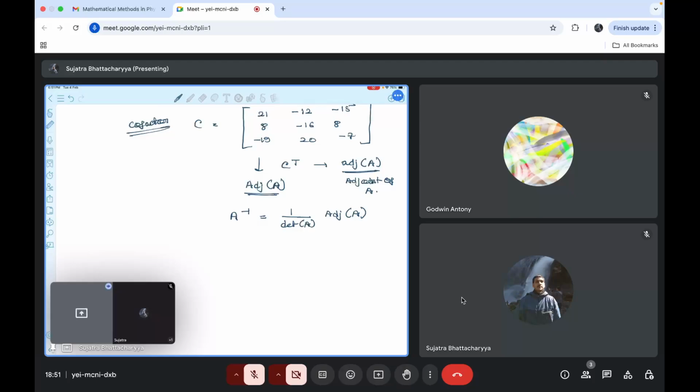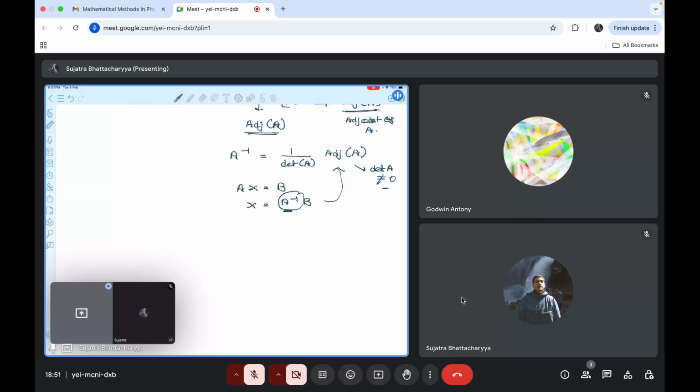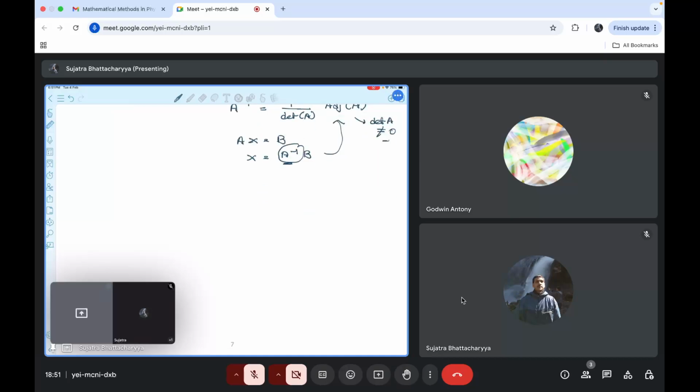And where will it be used? Suppose you have Ax = B, some system of equations, then X can be written as A inverse B. For that you have to calculate the A inverse, and for that this cofactor and this adjoint are required. You have to remember that the inverse will exist only when the determinant of A is not equal to 0. If it is equal to 0, A inverse does not exist. Fine. So these are a couple of things associated with the determinant and the cofactors.